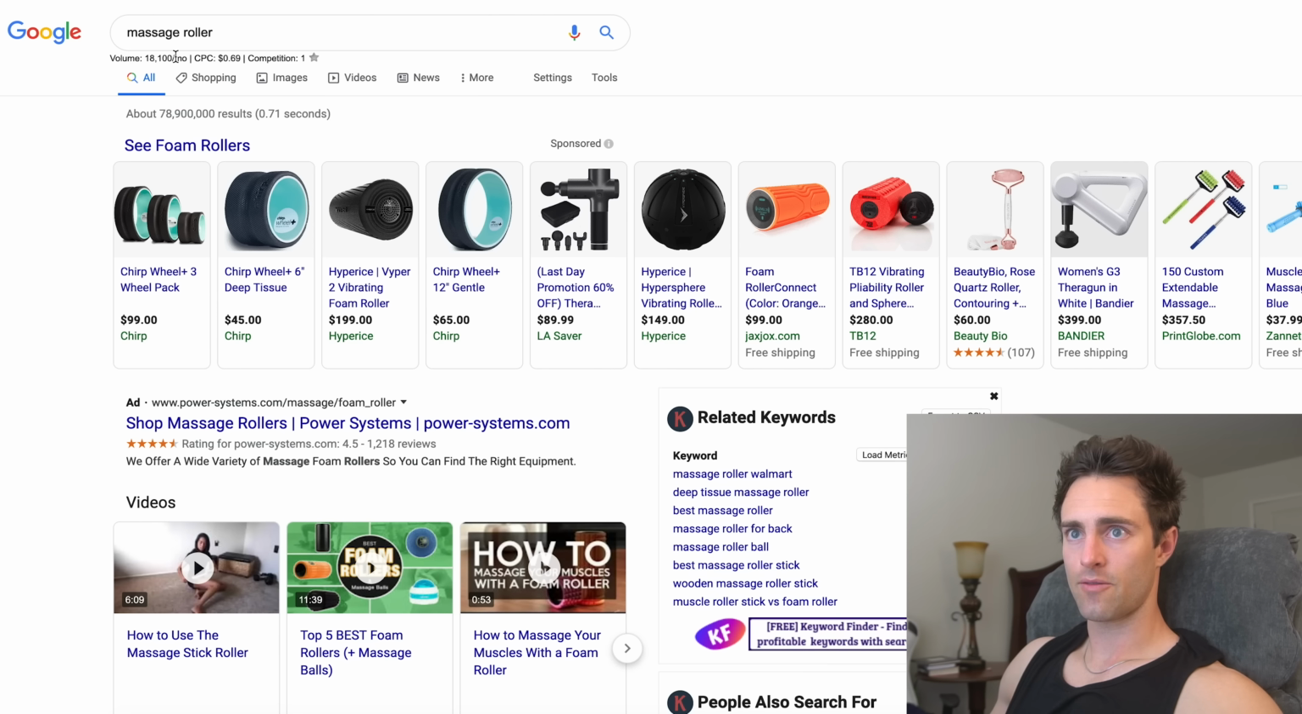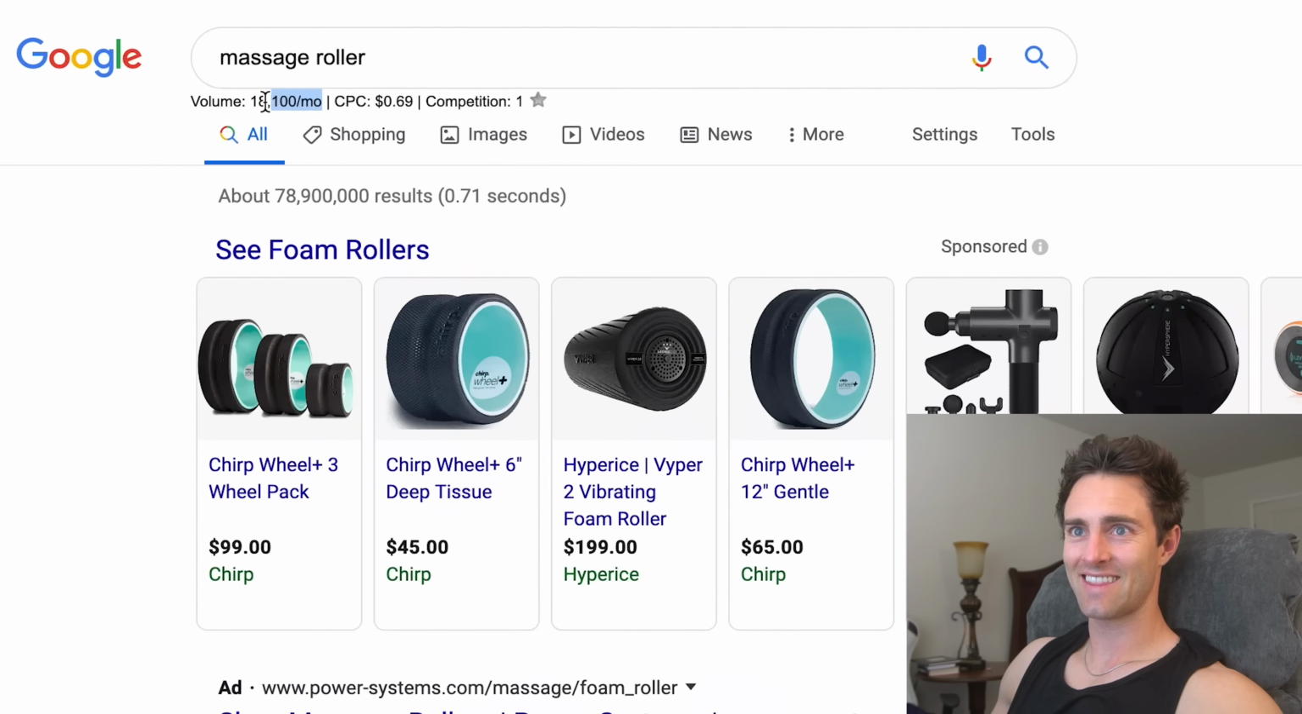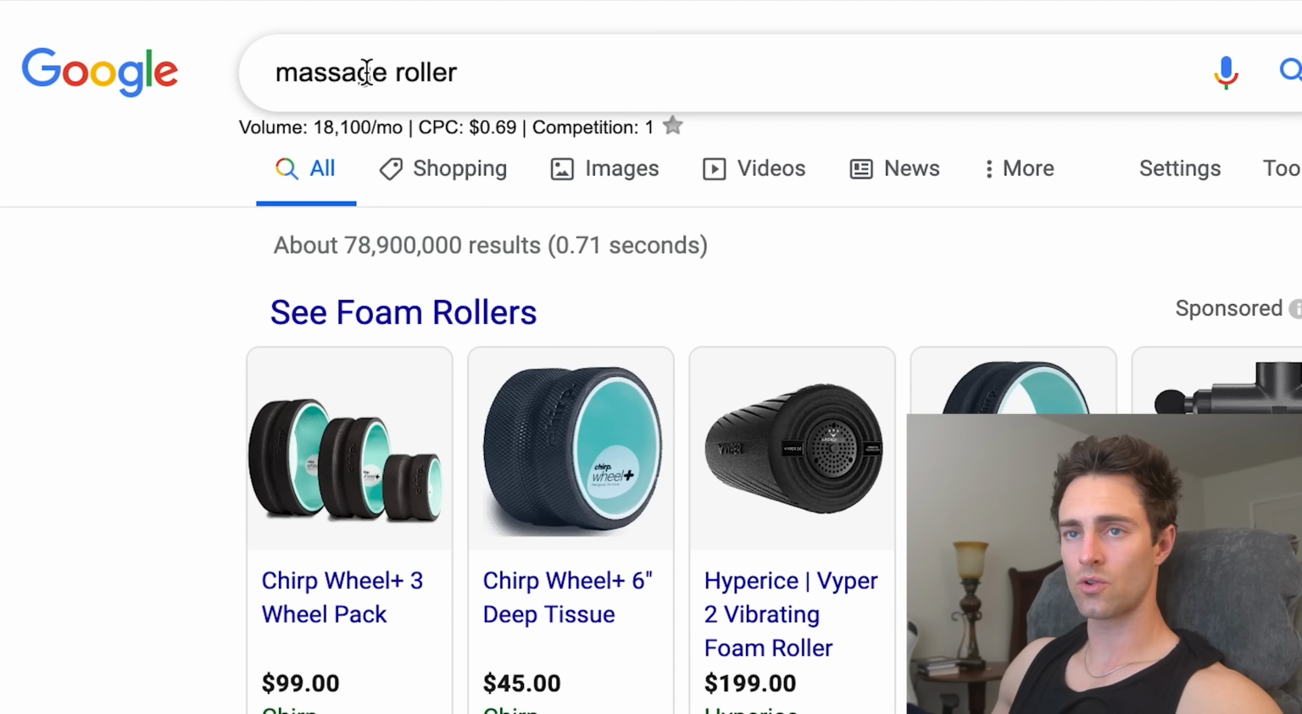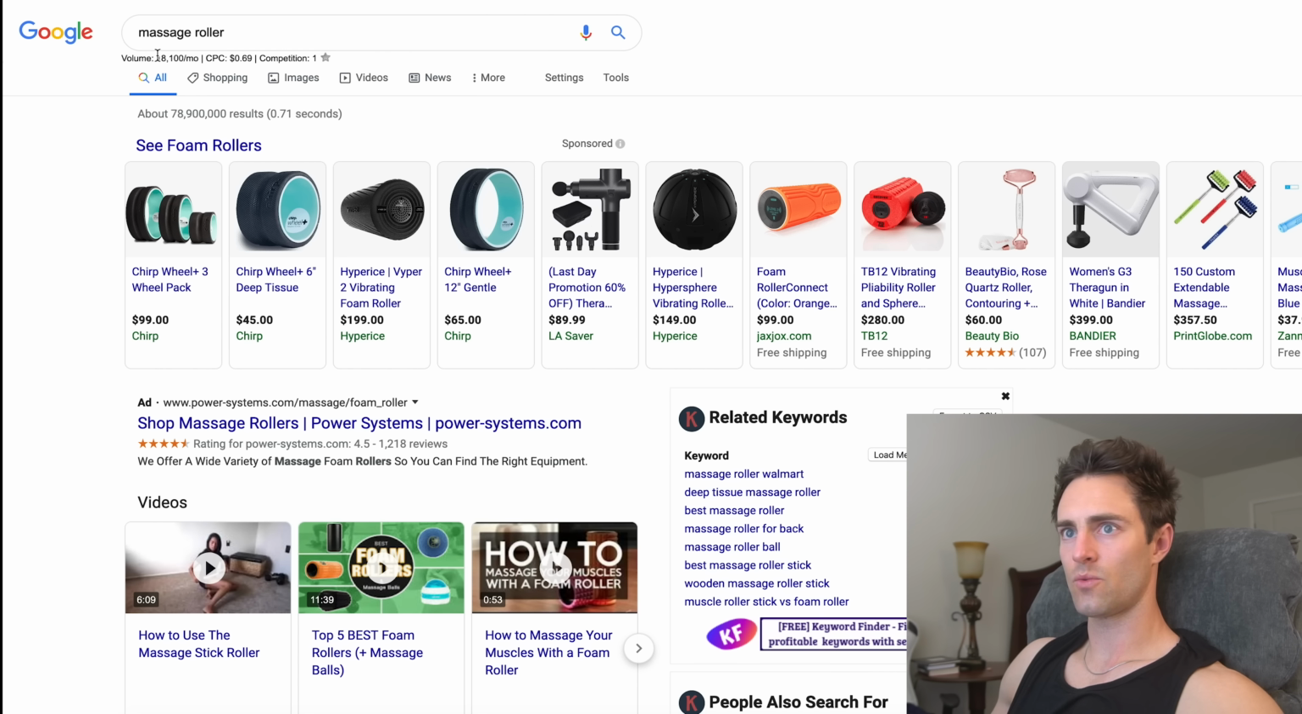Now keep in mind, we're just looking at demand. And if I look right here, I see that there's 18,000 searches a month for massage rollers. And a little side note, if you want to see this searches per month, just download an extension called Keywords Everywhere Tool, and you will have the same view as me.